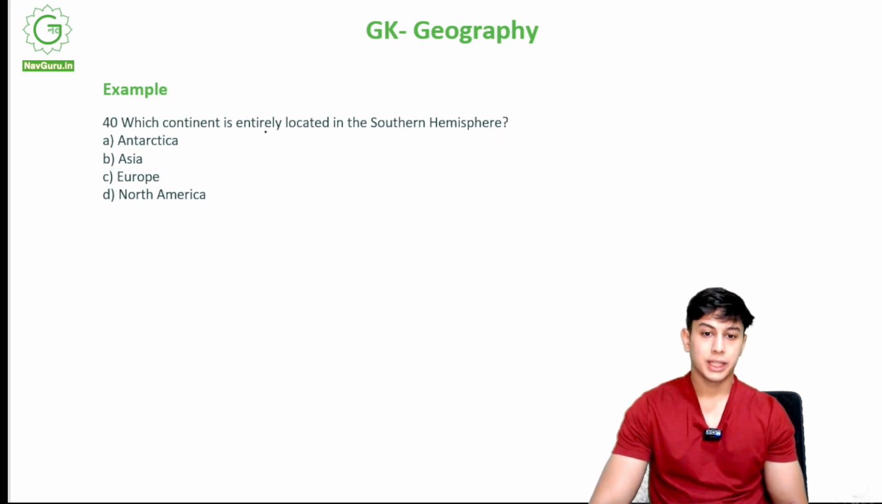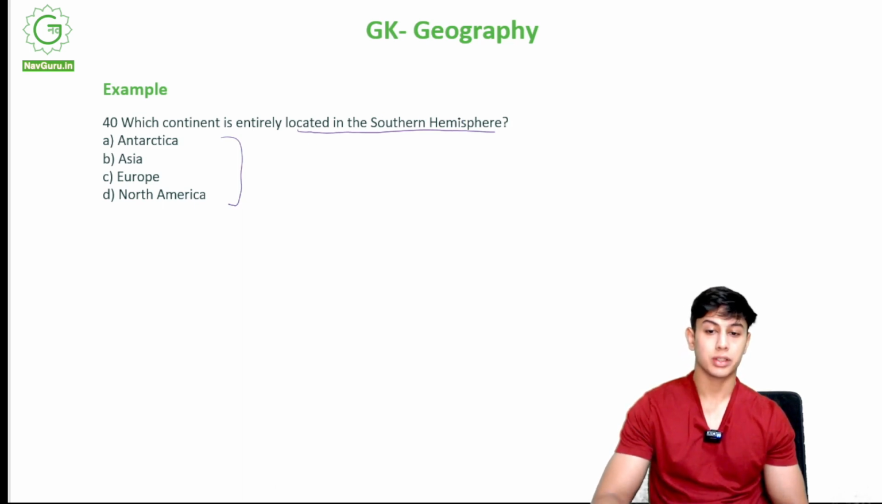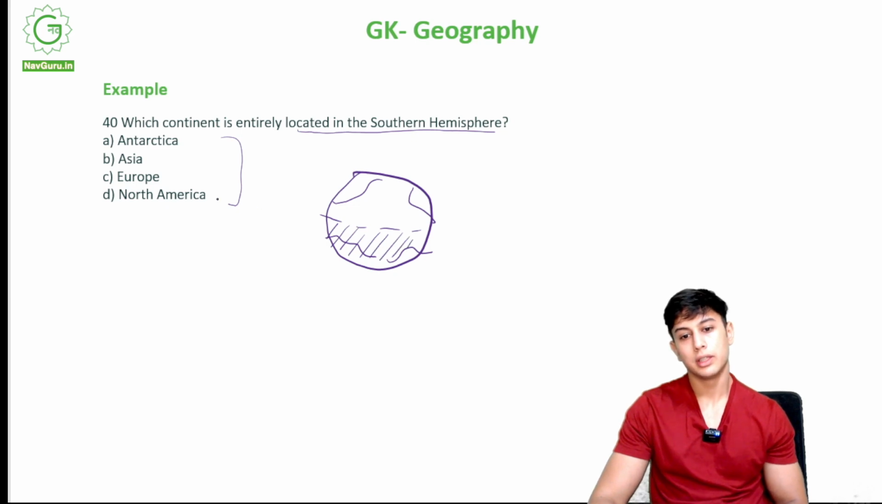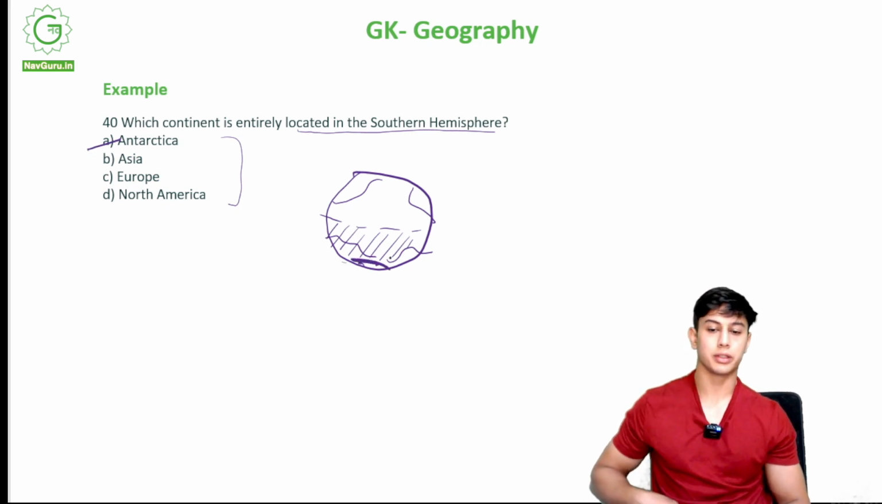Which continent is entirely located in the southern hemisphere? Antarctica, Asia, Europe, or North America. If I go around the globe again, this is the equator. This continent entirely lies below the equator. Of course, it is Antarctica. It is the Antarctica over here.